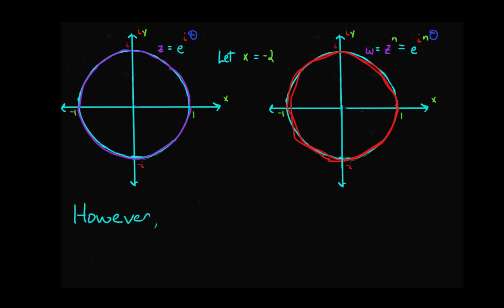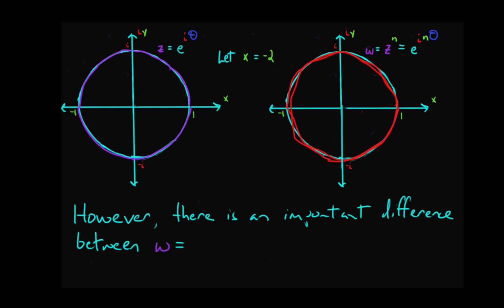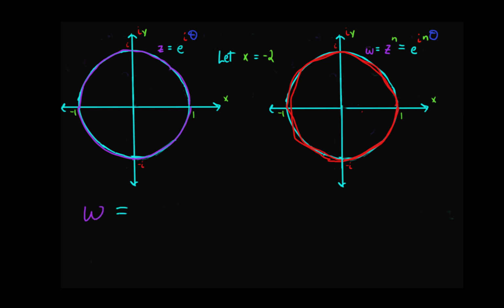However, there's another important difference between raising a complex number to a positive integer as opposed to raising it to a negative integer, apart from just reversing the orientation of the range. And the key difference is this. w equals z to the negative n, unlike w equals z to the positive n, has a pole at z equals 0.